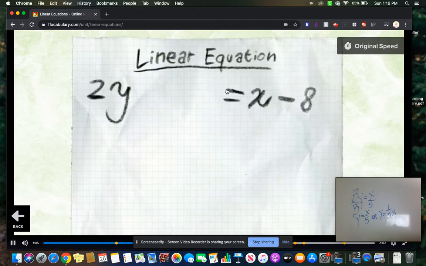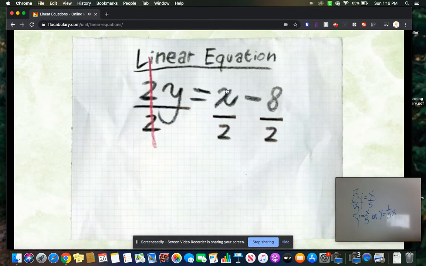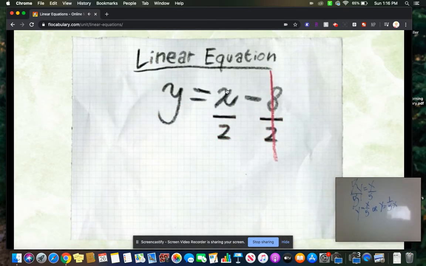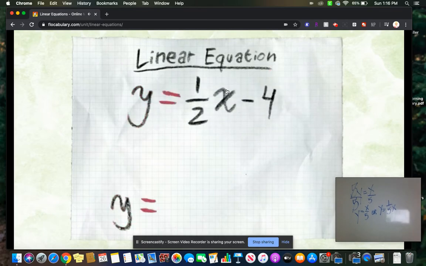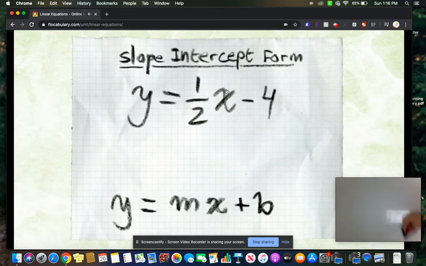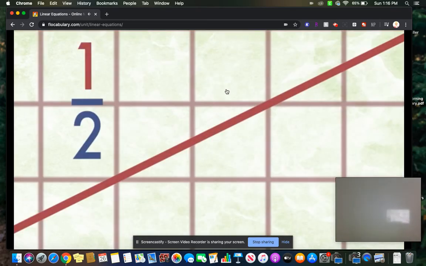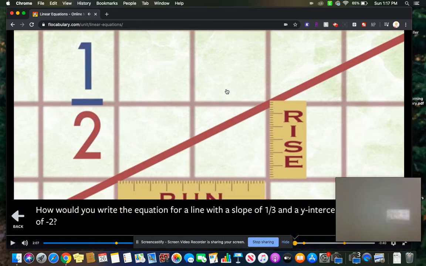Get Y isolated, that's wise and fun, you'll be able to see how I rise and run. You'll have y equals mx plus b. Is this slope intercept form? It must be. B is my y-intercept boss, where me and the y-axis cross, and M is my slope. Rise over run, how fast I go up over how fast I go run to the right.